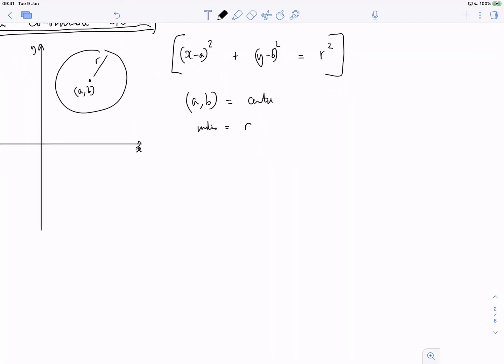Now let's suppose they give you the equation of a circle and it's not nice and neat like it is above. Let's say it's something like x squared plus y squared plus 6x plus 8x.